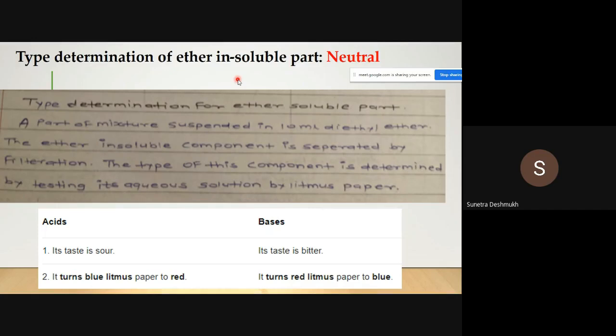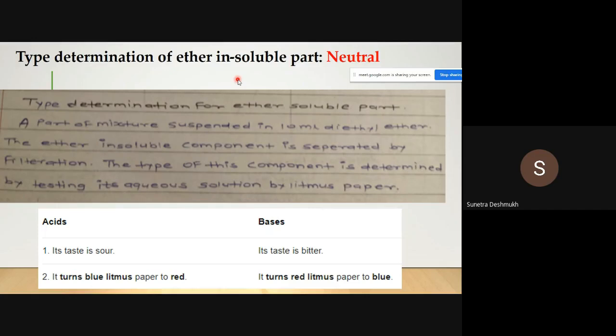So now you have your insoluble part on your filter paper. That is one component. The remaining two components, which you have collected in another test tube and which are soluble in ether, you have to go for the type determination. I will now explain how to determine the type of the ether insoluble component, and how to determine the type of the two ether soluble components.